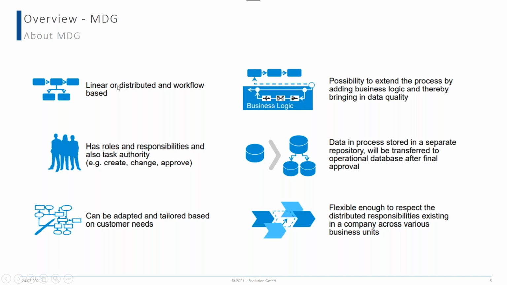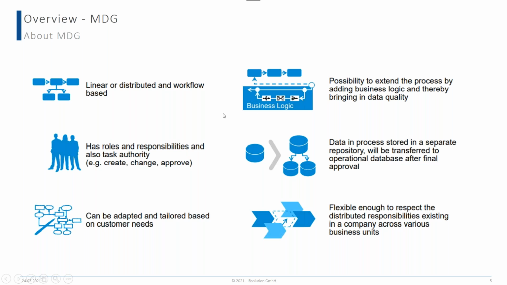We have a workflow. The workflow is given by the tool itself, and we can design this. It may be a linear workflow, linear in the sense of sequential, going step by step, or it may be a distributed or parallel workflow. It supports both. We have the possibility to add business rules for data quality checks that we are going to use in the material creation or change process.